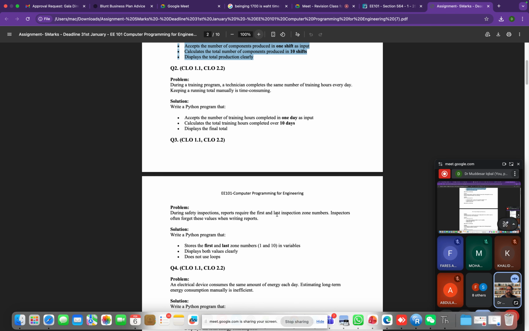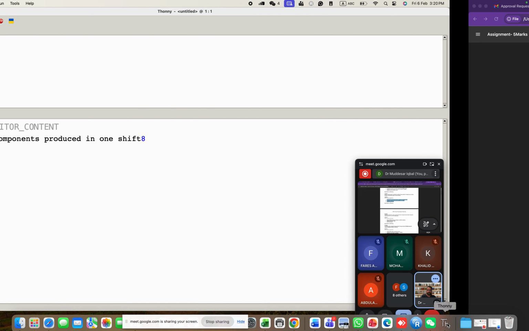During a training program, a technician completes the same number of training hours every day. Keeping a running total manually is time consuming. Like every day he does the same number of hours, so he doesn't know how many he does in 10 days. You know what? Exactly the same question. People who think, oh, this is different, this is difficult, they're crazy. I'll prove that it's exactly the same question by copying this onto the same question and changing the bare minimum. Look at this.